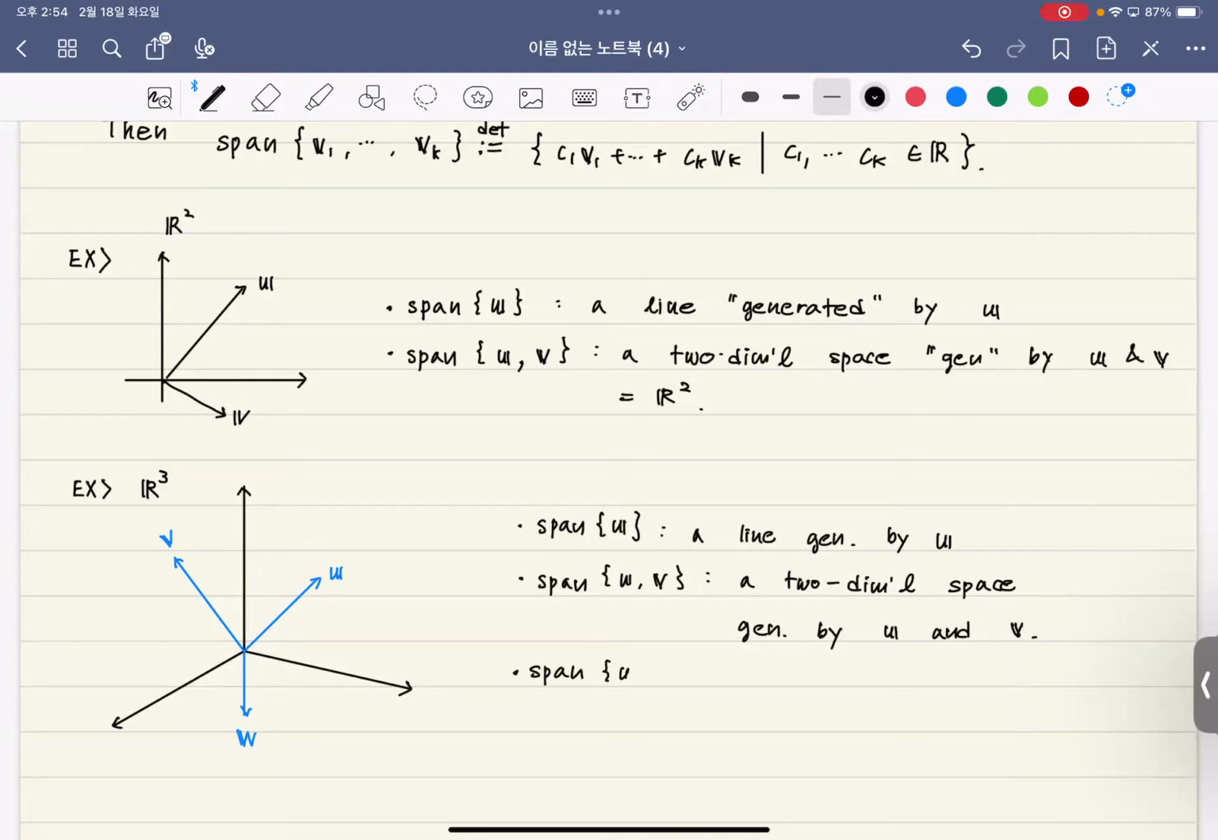Lastly, now we turn to the span of these 3 vectors, u, v, and w. My picture is not that crystal clear, but you can consider 2 scenarios.